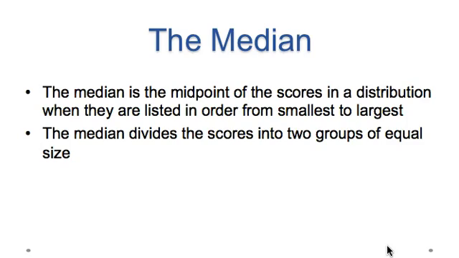Steps to finding the median are pretty simple. Step one, put the values or the data in order from smallest to largest. Number two, determine the number of observations, n. Number three, if the number of observations is odd, then the median is the data value that's exactly in the middle of the data set. Step number 4, if the number of observations is even, then the median is the average of the two middle observations in the data set.